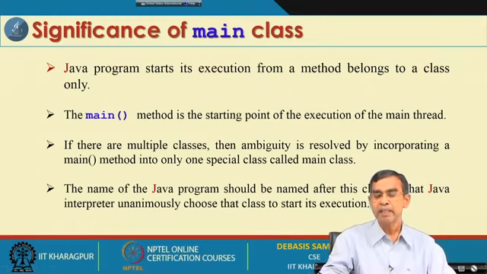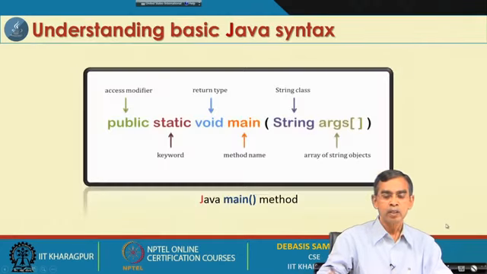So, main is basically the starting point of your execution, and then the Java runtime can understand that it is there. If you do not have any main method in any class, then the Java runtime environment will not be able to understand which to run, and then it will give an error. So, this is why the main method is there, and there should be a main method.